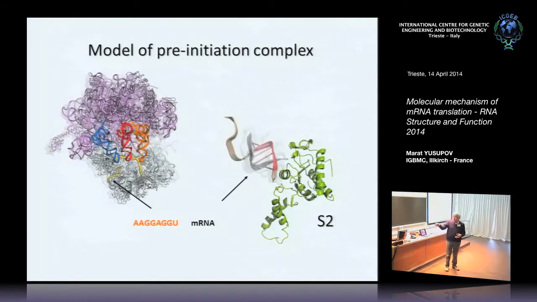So we synthesized a very short analog of Shine-Dalgarno and immediately got the Shine-Dalgarno density, and this is the model of the Shine-Dalgarno duplex on the ribosome. And we found that the end of this Shine-Dalgarno duplex touches the protein S2, which is located actually in the backside of the small ribosomal subunit. This is kind of a marker.